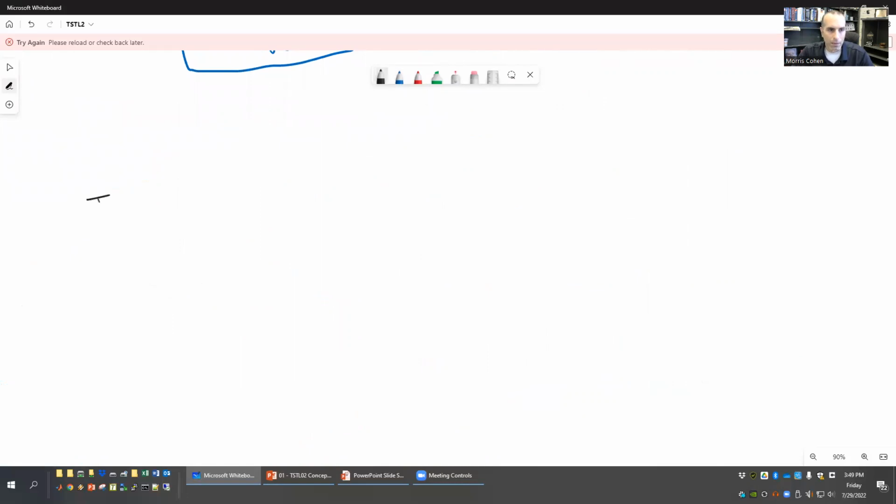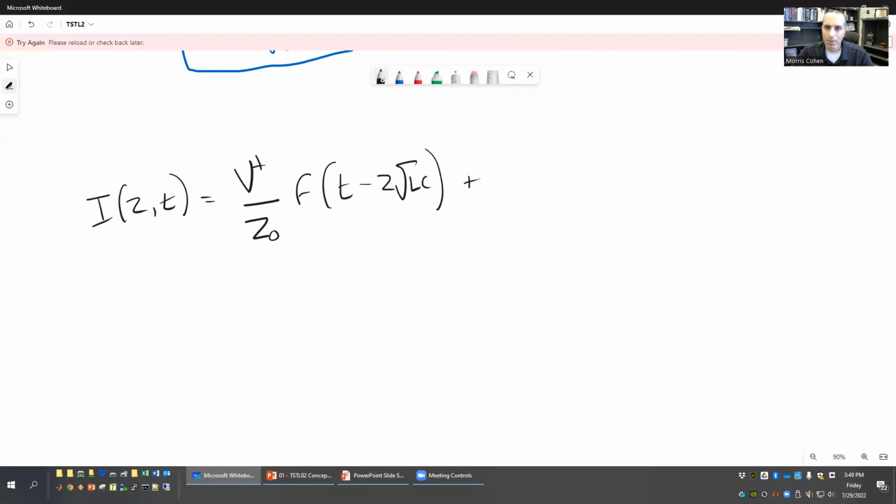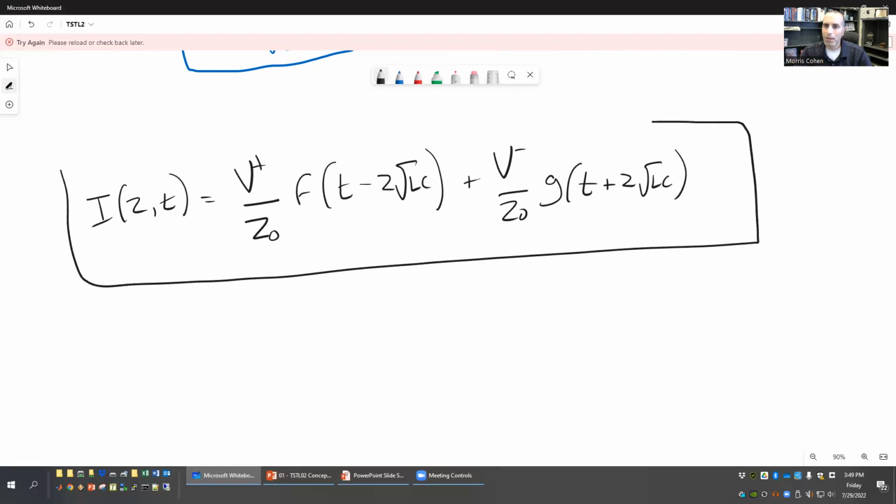You're going to get I of z at time t equals V positive divided by a quantity called Z0 that I'm about to define, times f of t minus z square root of LC, plus V negative over Z0 times g of t plus z square root of LC. All right, so you'll notice that this equation is almost identical to the voltage equation.